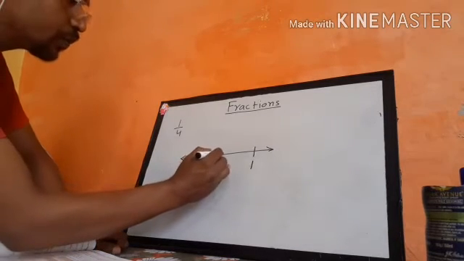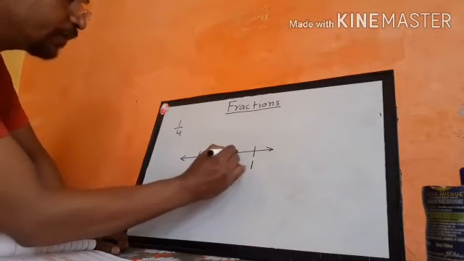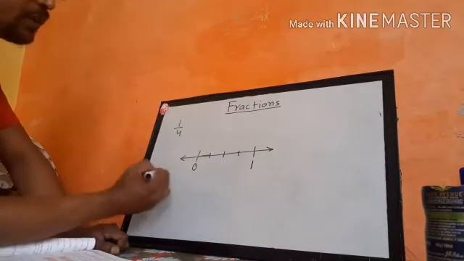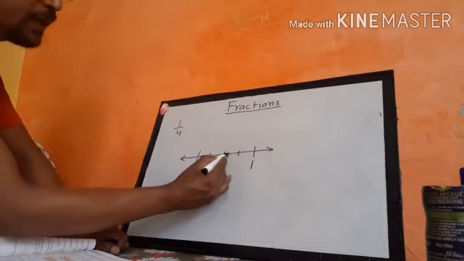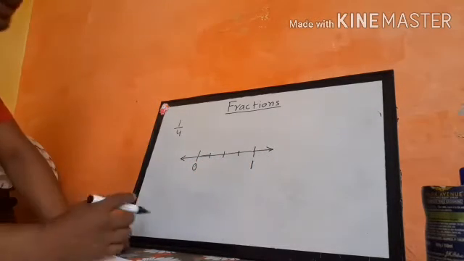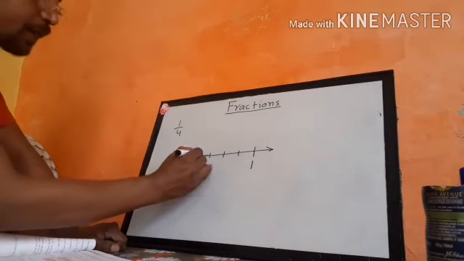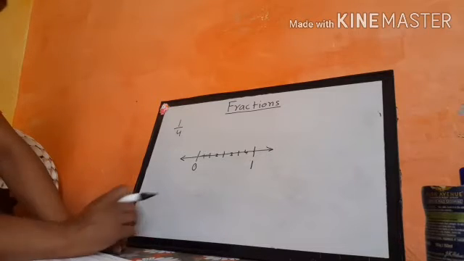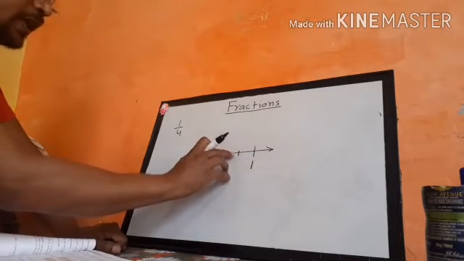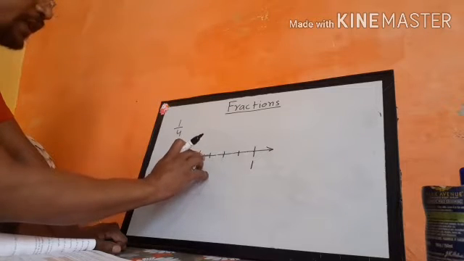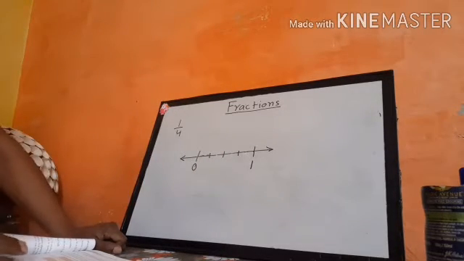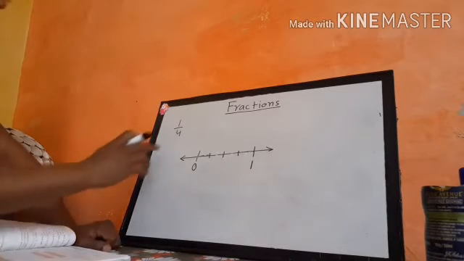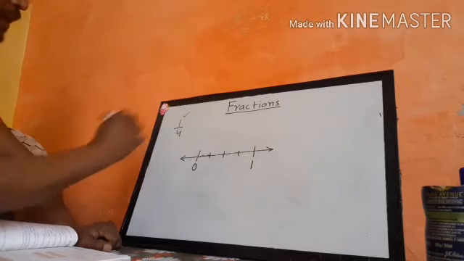So here I have divided this gap into 4 equal parts. From here to here is 1 part, from here to here the second part, this is the third part, and from here to here it is the fourth part. So there are 4 parts: first, second, third and fourth. I have divided it into 4 equal parts. Students, as I told you the day before yesterday, the parts should be equal while you are going to represent the fractions.